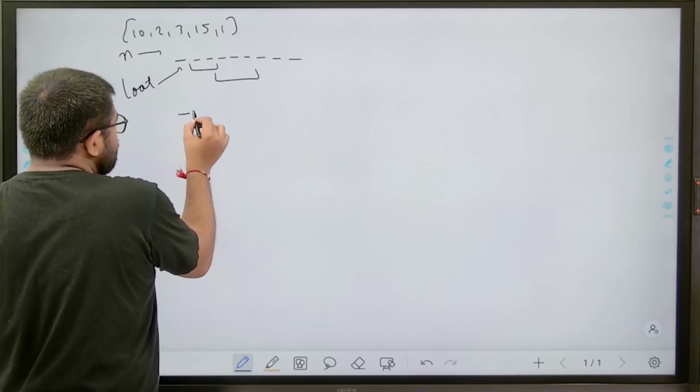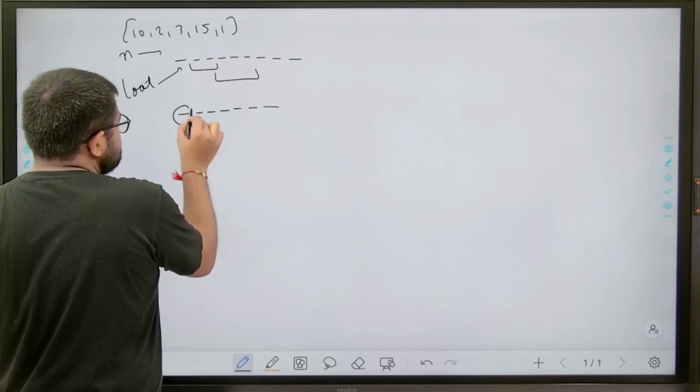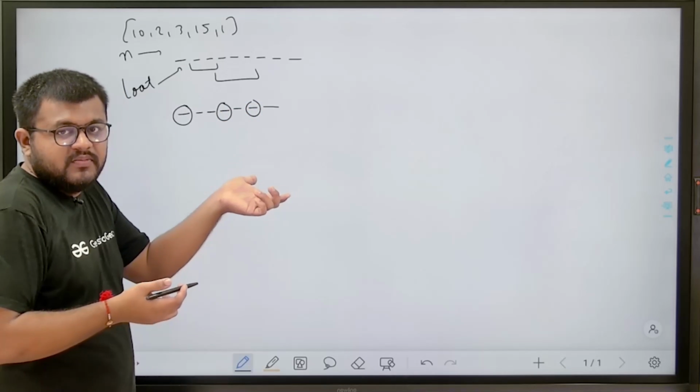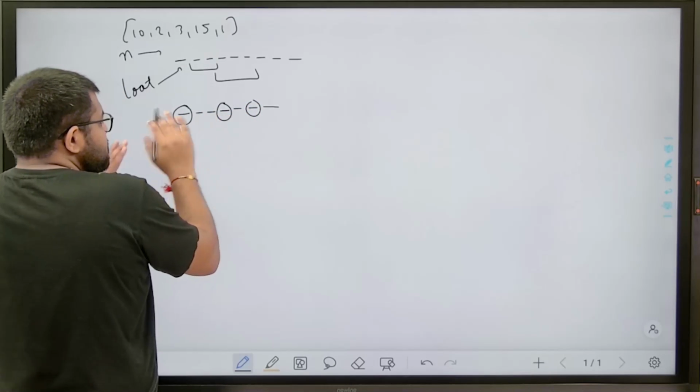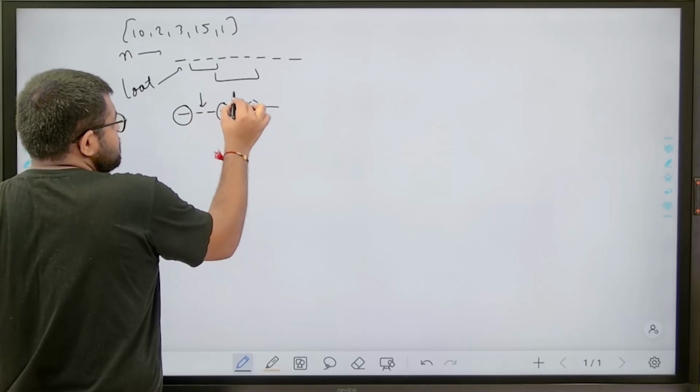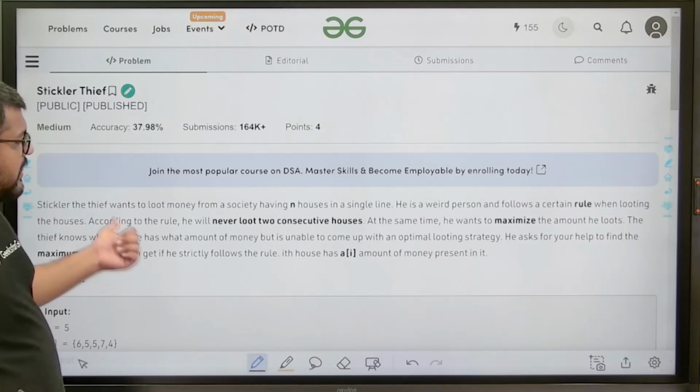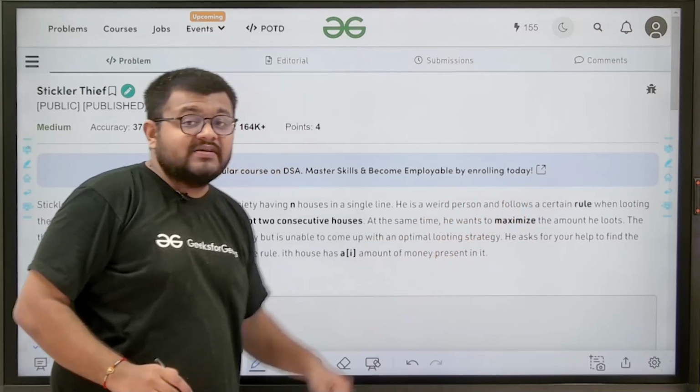So what would be the loot type? Suppose he loots this house, then he will loot this house and he will loot this house. Suppose this is a possible combination. Why? Because these are not consecutive houses; there are houses in between as well. And he wants to follow this rule, and at the same time he wants to maximize the amount which he can loot.